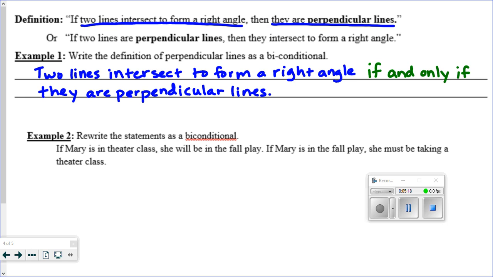Okay, since both the converse and the conditional are true, it didn't matter if I started with the first part or the second part. So I could have also said, if two lines are perpendicular lines, if and only if they intersect to form a right angle. Okay, so I could have started with the perpendicular part first, and then if and only if right angle, or right angle if and only if perpendicular, because they are both true.